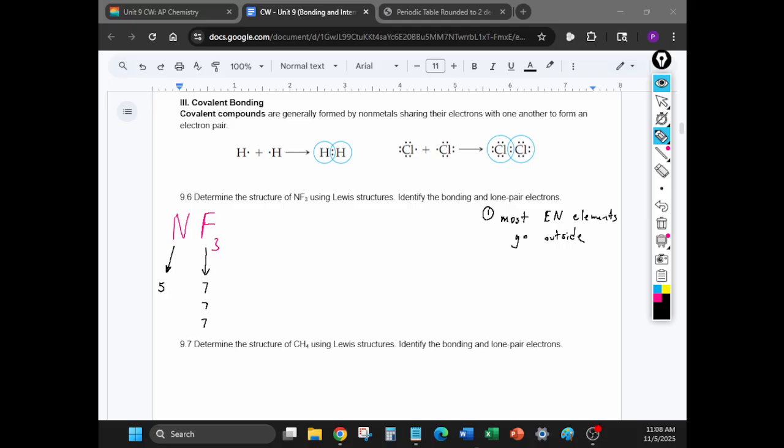There is an exception to this, and the other element that wants to go on the outside is hydrogen. Hydrogen is pretty much always on the outside, and the reason why is that it's so small, it can only make one connection. So it has to go on the outside, because if you're in the middle, you have to make multiple connections. But hydrogen is super tiny, it goes on the outside.